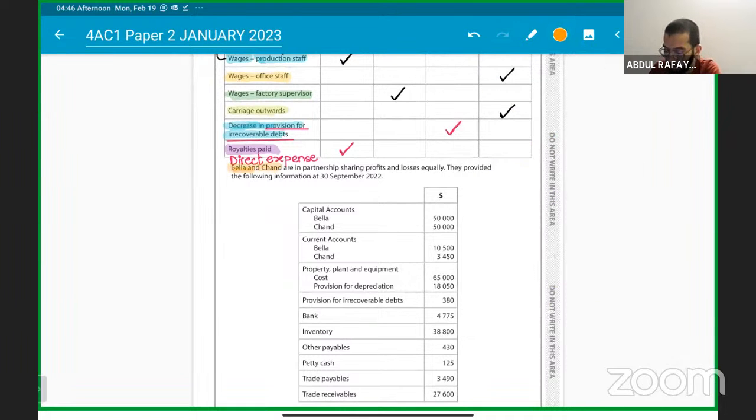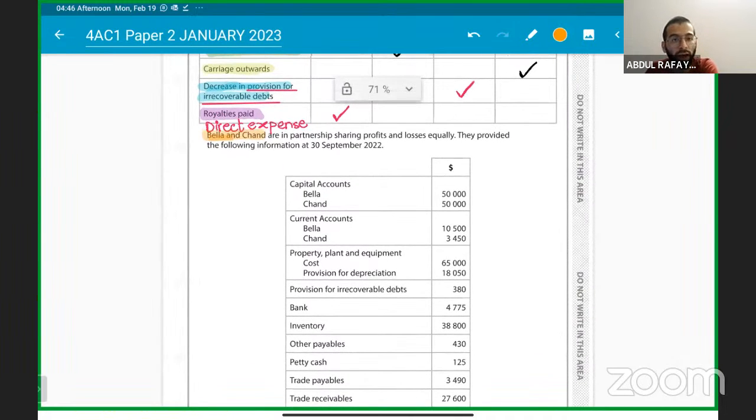The next part is Bella and Chand, B and C. They are in partnership, sharing profits and losses equally.